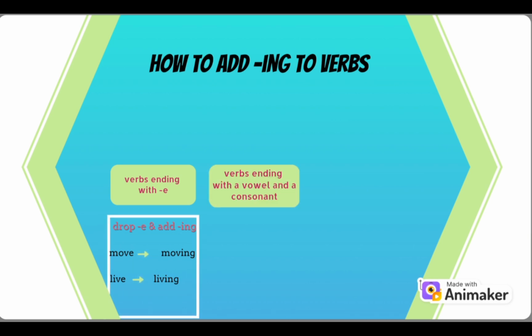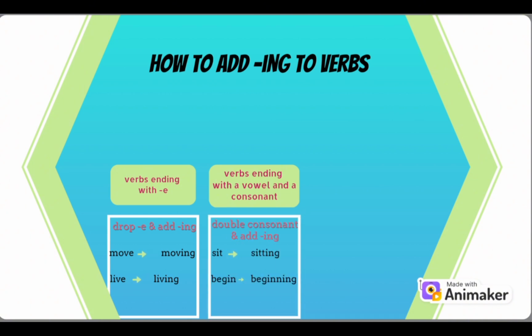The second way is if the verb ends with a vowel and a consonant, we double the consonant. But before we go through some examples, we should know the vowels. You will always remember vowels while seeing this face, which includes o, e, a, i, and u. The examples are sit will be sitting and begin will be beginning.